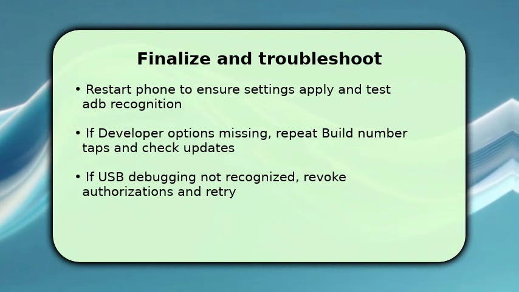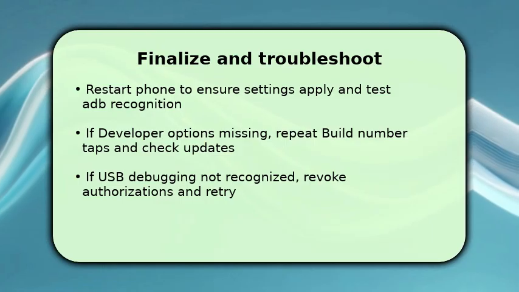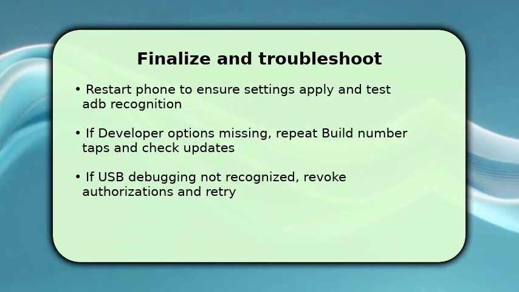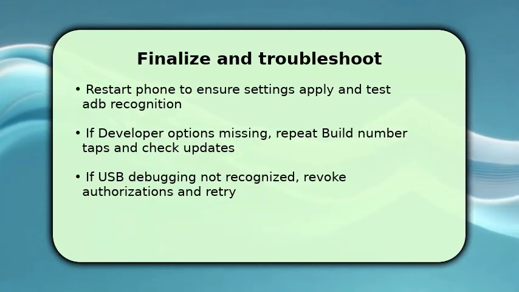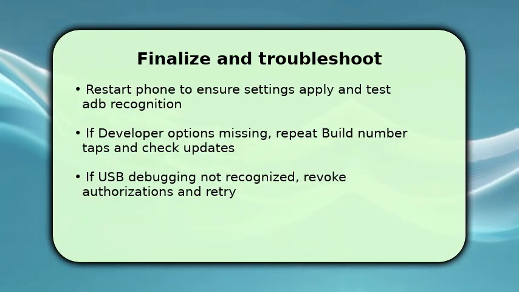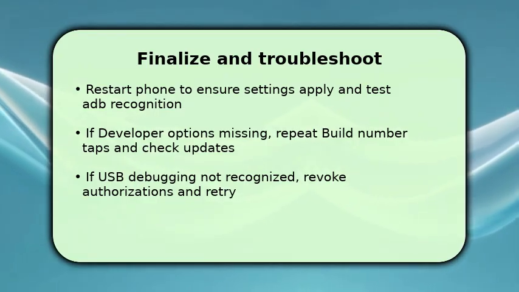If developer options vanished, repeat the build number process and ensure your OS is up to date. Some updates can relocate menus. If your computer doesn't see the phone, revoke USB debugging authorizations in developer options, reconnect, and accept the trust prompt. One key tip: always back up before enabling OEM unlock or making system changes.